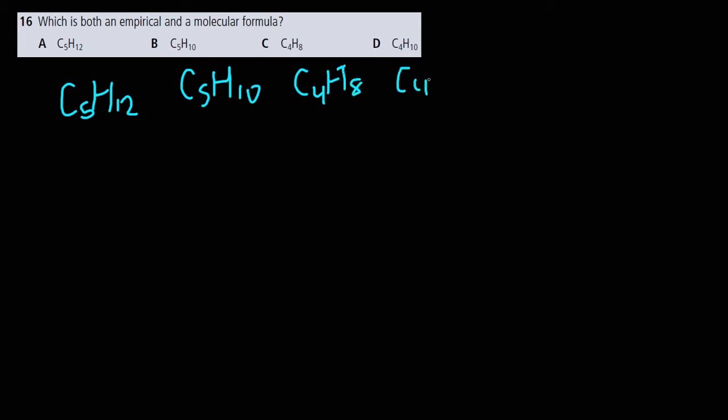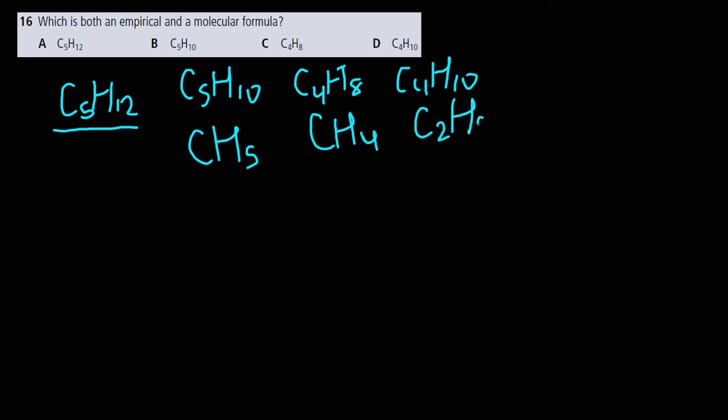Which is both an empirical and a molecular formula? So for it to be empirical and molecular, we would need one of these to not simplify down any further. So let's just draw each of these out. This one does not simplify, so this one is most likely our correct answer, but let's keep going. This one will simplify to CH5, this one can simplify to CH4, and this one to C2H5. But this one cannot simplify at all, so it is empirical and molecular, so then we can say it's A.